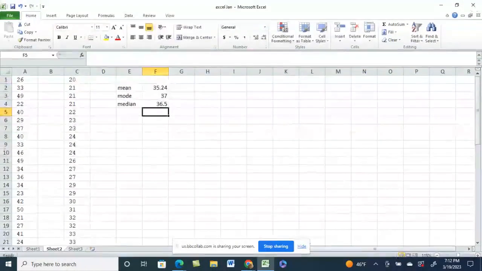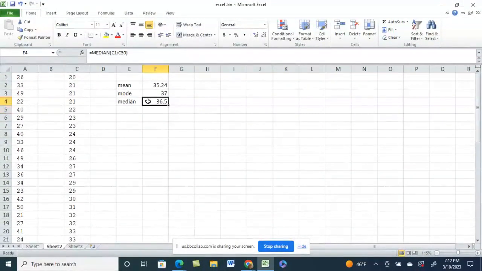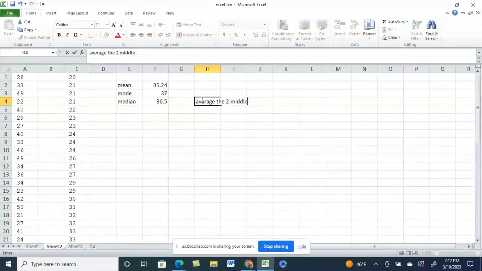Press enter. And again, let's just see equal median. That's the formula. And the median, the middle number, is 36.5. Now, the other way you're going to do that is you're going to average the 2 middle numbers.